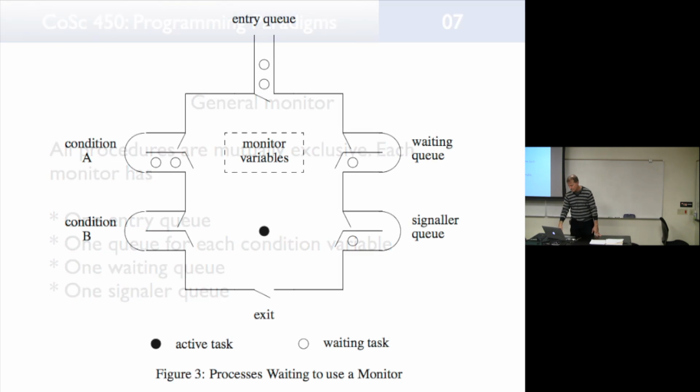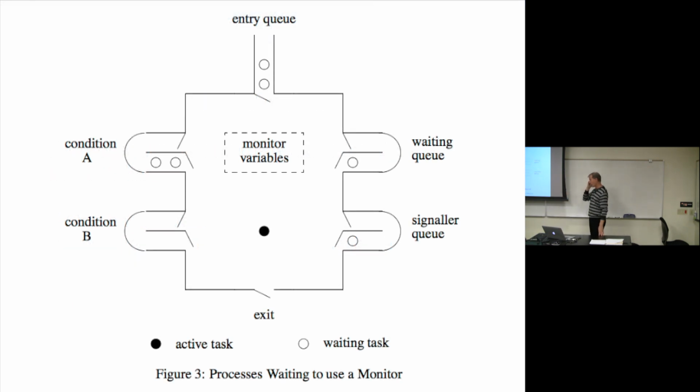Okay, so here is the picture. This is figure 3 from the paper. Let's take a look. He has his entry queue. They're all lined up here. They're not just jumbled, but they're in a line, right? And that's the door to get into the monitor. There's a bunch of monitor variables here, and here there is an active task. And here he has another little door down here called exit.